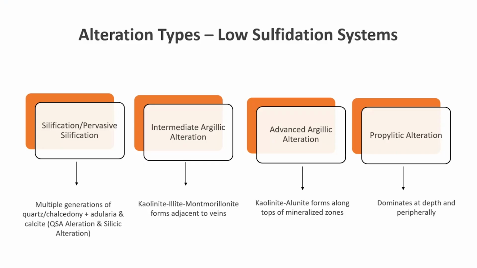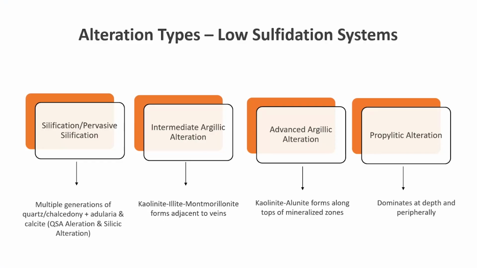Silicification is extensive within ore zones, characterized by multiple generations of quartz and chalcedony. This is commonly accompanied by adularia and calcite. Pervasive silicification occurs within vein envelopes. Then we have sericite, illite, kaolinite assemblages, which flank zones of silicification and represent argillic alteration halos.